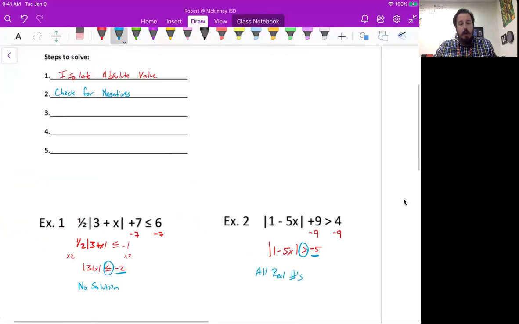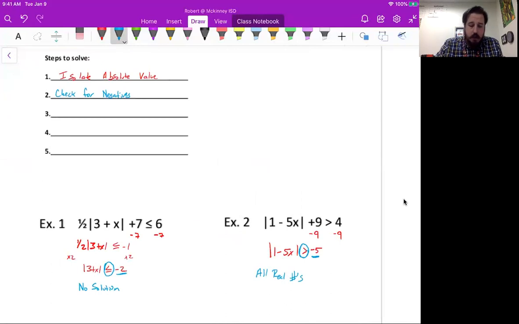Okay, so when we are checking for negatives, we have 2 cases that we're dealing with. If our absolute value is less than a negative number, then we have no solution. If we have our absolute value is greater than a negative number, then x can be anything. It can be all real numbers.